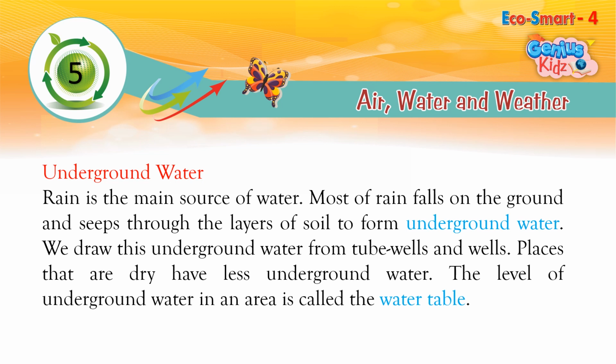Underground water. Rain is the main source of water. Most of the rain falls on the ground and seeps through the layers of soil to form underground water. We draw this underground water from tube wells and wells. Places that are dry have less underground water. The level of underground water in an area is called the water table.